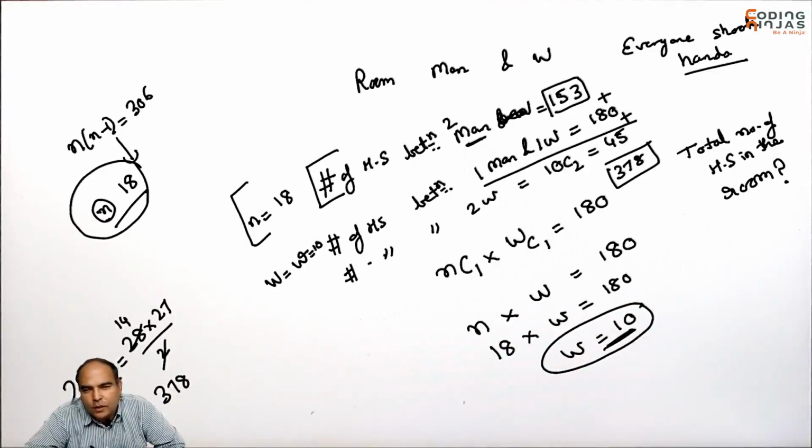So this is the handshakes question. It's a straight application of the NCR formula. And in the next lesson coming up, we'll be looking at other applications of the NCR formula.